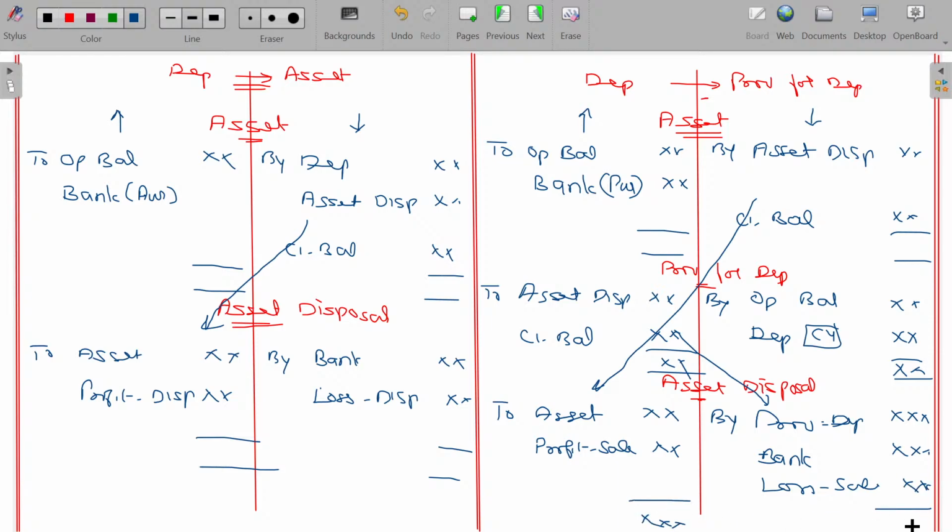That's all. Is that clear? Hope now you'll be able to understand this one. Format is complete.